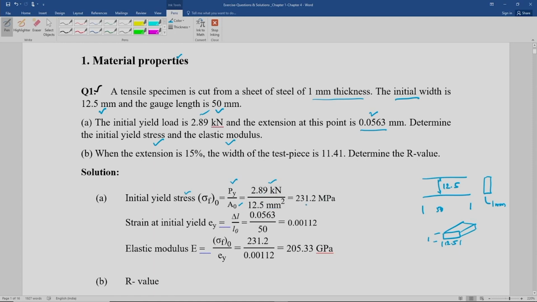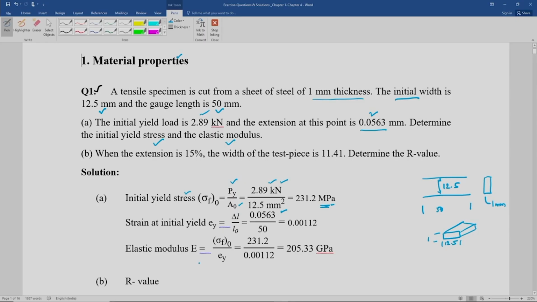I just calculated, it seems to be correct. So, 231.2 MPa. You have to be careful with the units. This is a kilonewton per mm square, isn't it? So, accordingly you need to have units here. So, 231.2 MPa. It is very simple to calculate it.